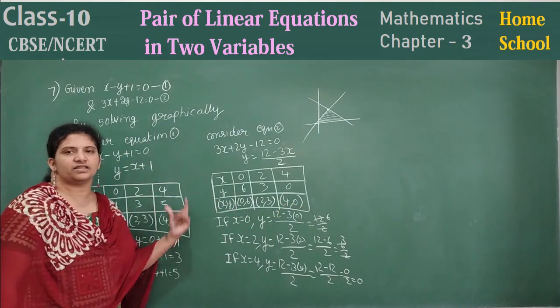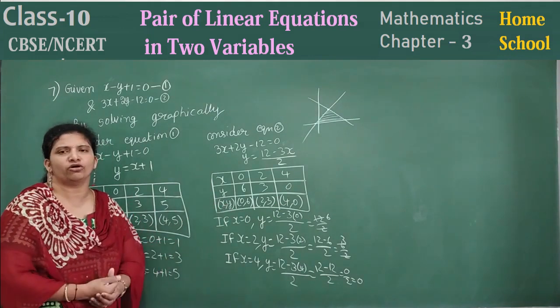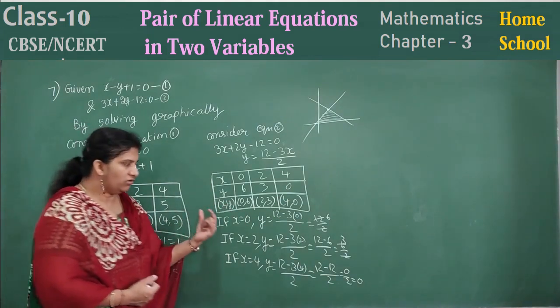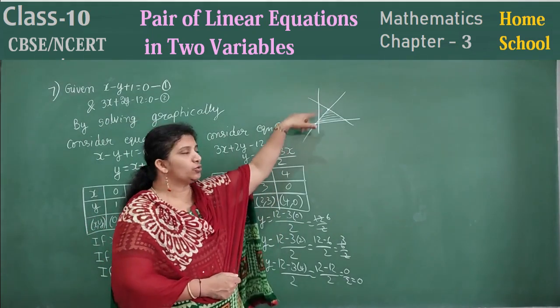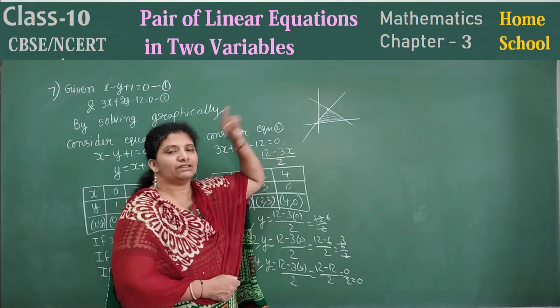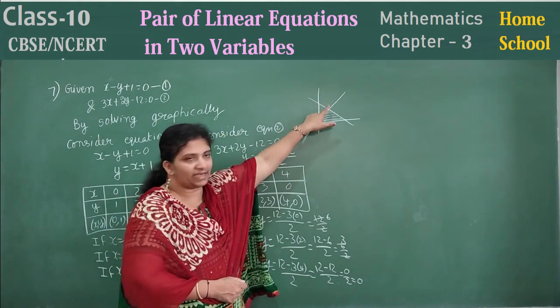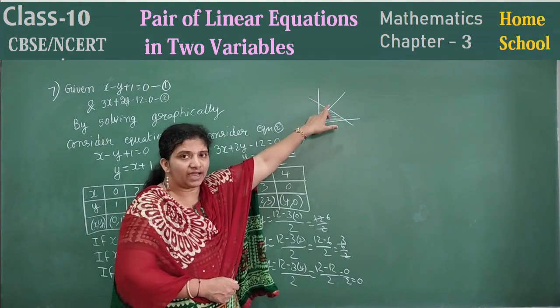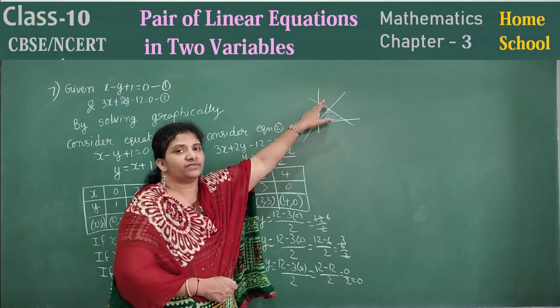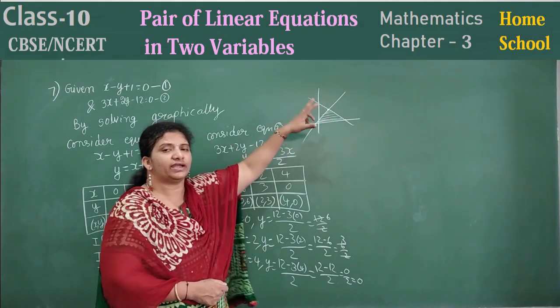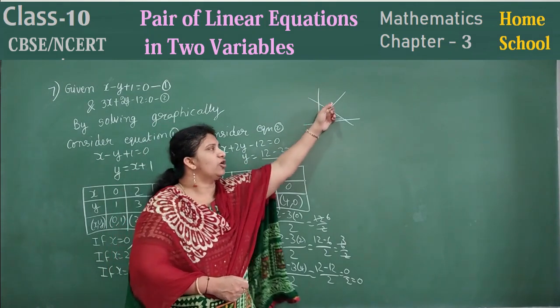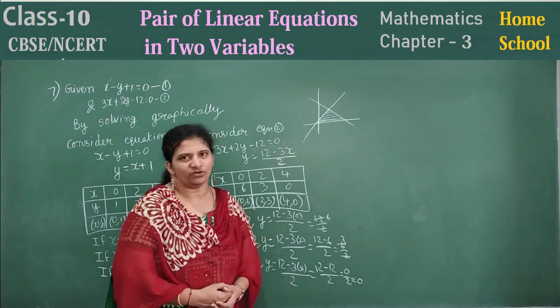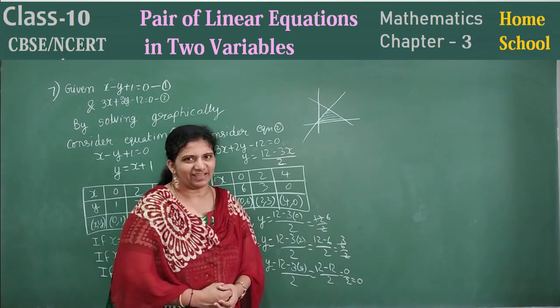Okay, these are the two tables which we need to draw on graph. If we draw on graph, how are we going to get, children? You are going to get two lines, right? And those two lines will be intersecting at a point. What is that point? And with that point, you can get a triangle through the x-axis. So find the coordinates of the triangle is your question. Okay, let's start in graph.